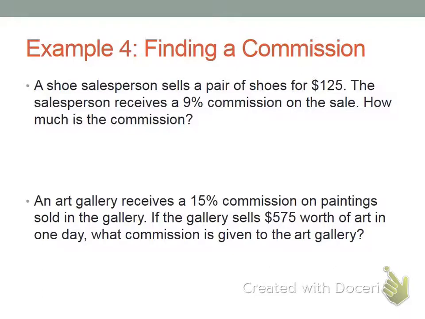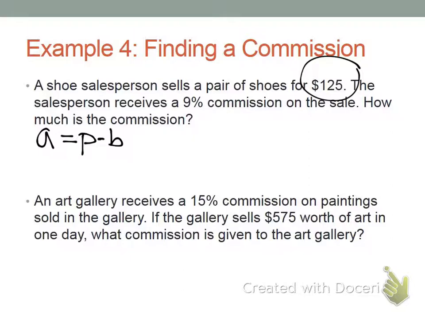A shoe salesperson sells a pair of shoes for $125. The salesperson receives a 9% commission on the sale. How much is the commission? All right, perfect. Okay, so I start with my formula, A equals P times B. Which value is super obvious? 9%. That goes in for P, right? But what do I plug it in as? Do I plug it in as 9? 0.09.